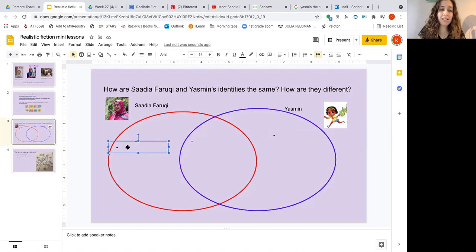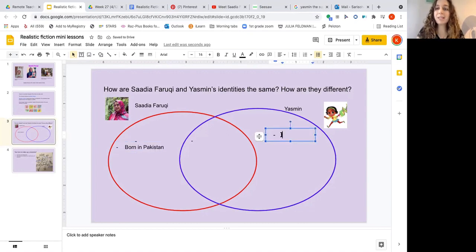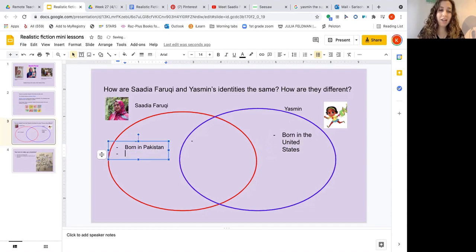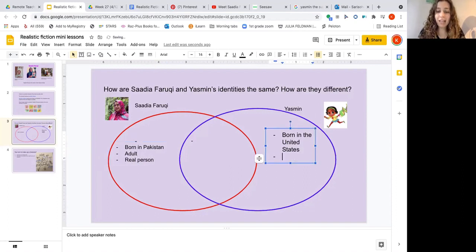People are saying that Sadia Faruqi was born in Pakistan and that Yasmin was born in the United States, right? People are also saying that Sadia Faruqi is an adult and she's a real person, and that Yasmin is a pretend character and that she's a kid. What do they both have that's the same?